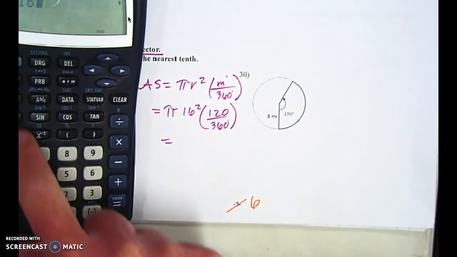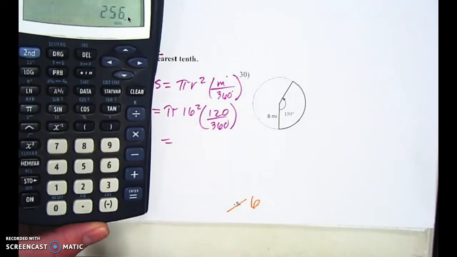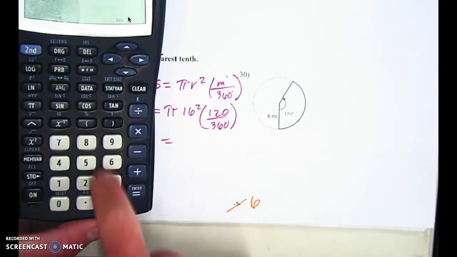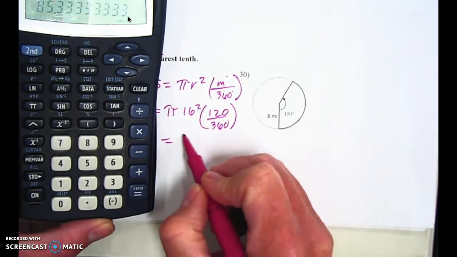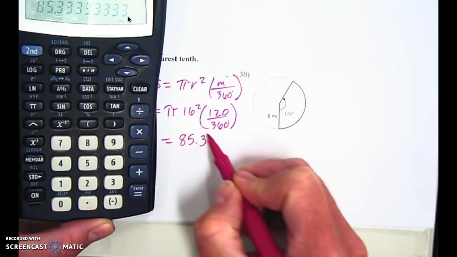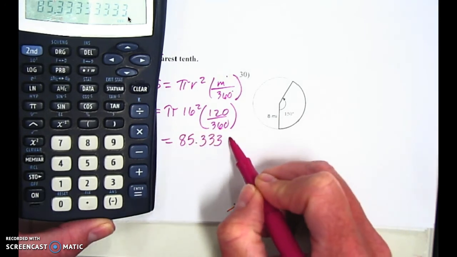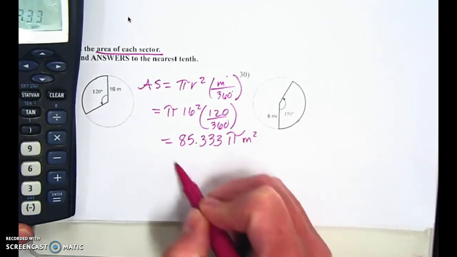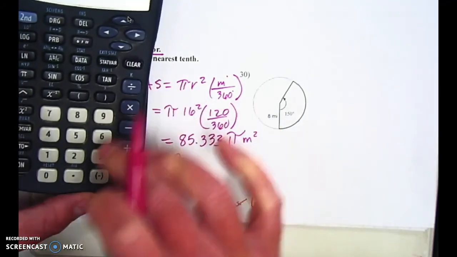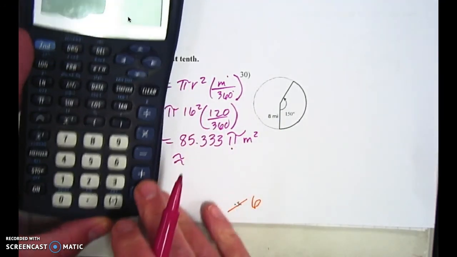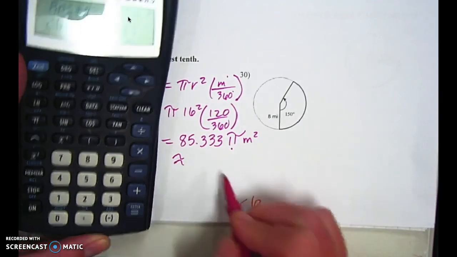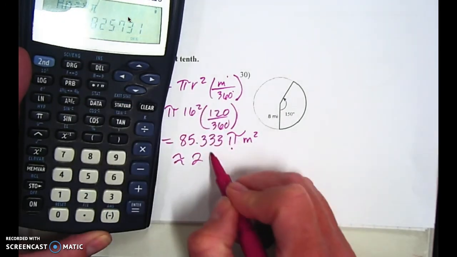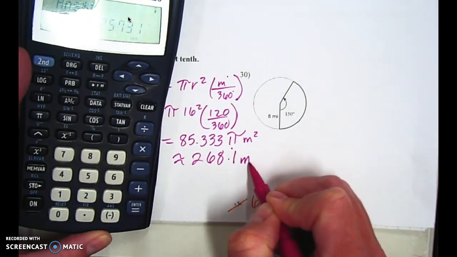So we're going to go 16 squared, which is 256. Multiply that by 120. Divide that by 360. So I've got 85.3333 pi, and that's in meters squared, but I'm going to multiply that by the pi button. And I got 268.0, but there's an 8 next to it, so 268.1 meters squared.